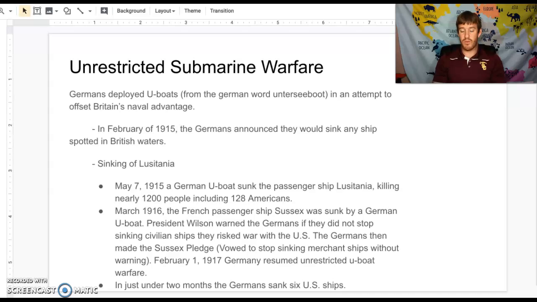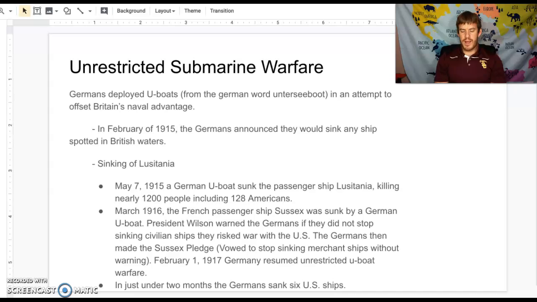And so obviously that enraged America and got a lot of people to say, hey, we need to go to war with Germany. Then March 1916, a French passenger ship, the Sussex, was also sunk by a German U-boat. And a lot of people said, hey, we need to go to war. Wilson threatened the Germans, hey, you better stop this submarine warfare on civilian shipping, or we are going to go to war with you. So the Germans issued the Sussex Pledge. They vowed to stop sinking merchant ships without warning.